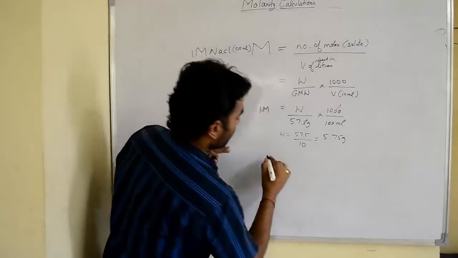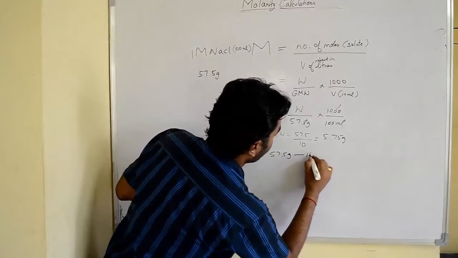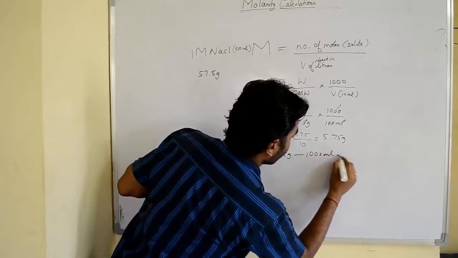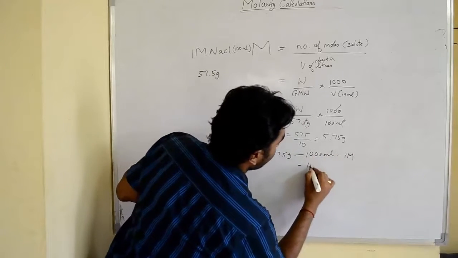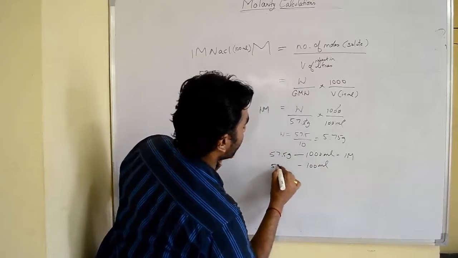You can easily do it like this. 57.5 grams is required in 1000 ml to get 1 molarity. How much is required to get 100 ml? Do cross multiplication and you get 5.75 grams.